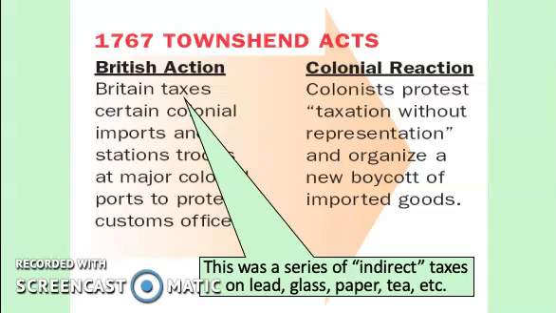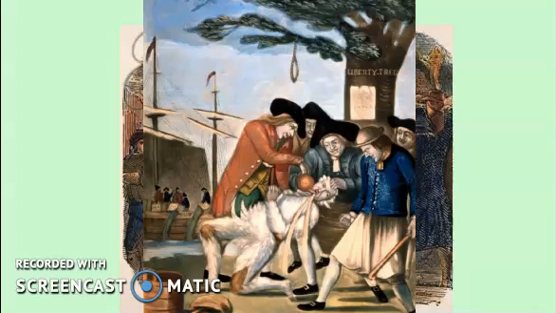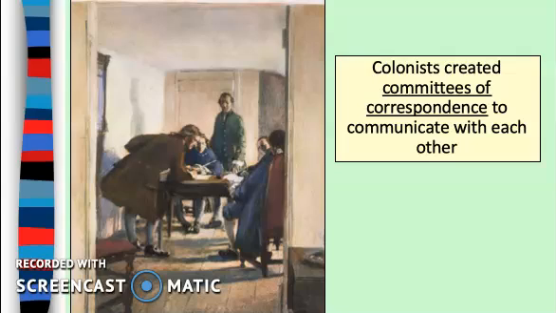And the groups start to boycott. They also start to harass tax collectors as well. They're tarring and feathering them, like you see in this image right here, this famous image. And so it's once again the Sons and Daughters of Liberty, and we start to see colonial leaders, especially in places like Boston, people like Sam Adams becoming very important in this resistance to the Townshend Acts or the Townshend duties.